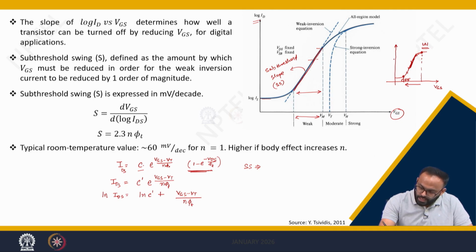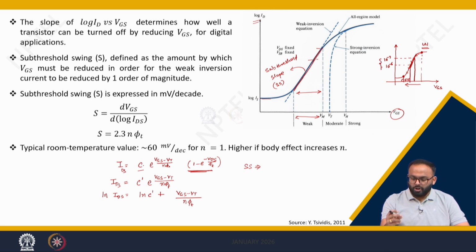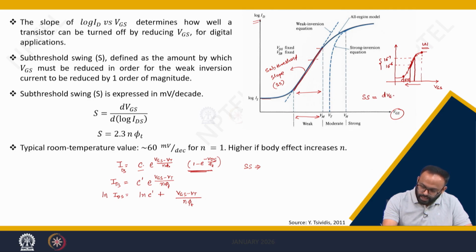So how we define it is, let us consider this point where the current is 10 to the power of minus 7 and this point where it is 10 to the power of minus 6. To reduce the voltage from this point to this point, the current is decreased by a decade, or of the order of 10. That is defined as the sub-threshold slope. So sub-threshold slope can be defined as dVGS divided by d of log of IDS. In general, it is expressed in millivolt per decade.